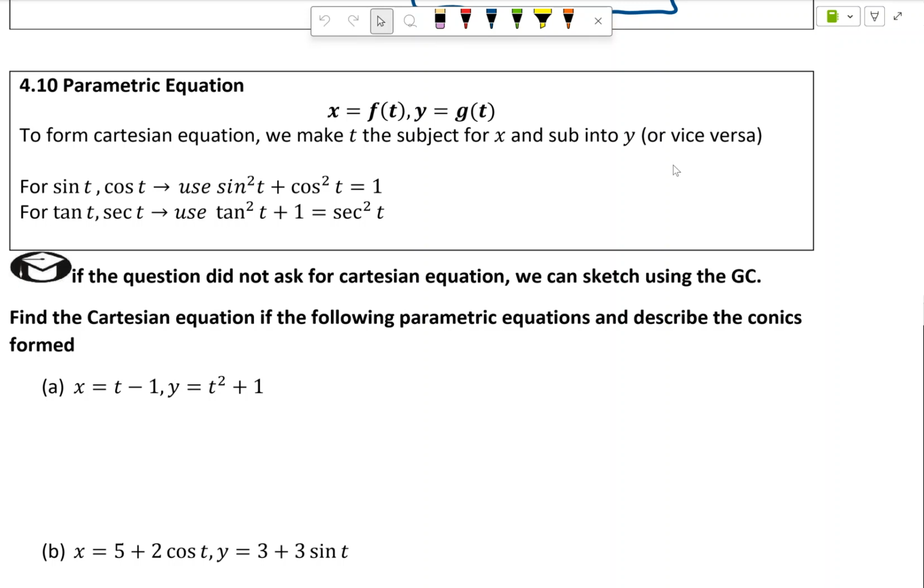I'm going to give you 4 scenarios of finding the Cartesian equation for a parametric equation. So what is a parametric equation? It is an equation where I express x in terms of t and y in terms of t. And if the question is asking for a Cartesian equation, that means I only want x and y, no t to be involved. Okay, so here are 4 scenarios that you are going to do.